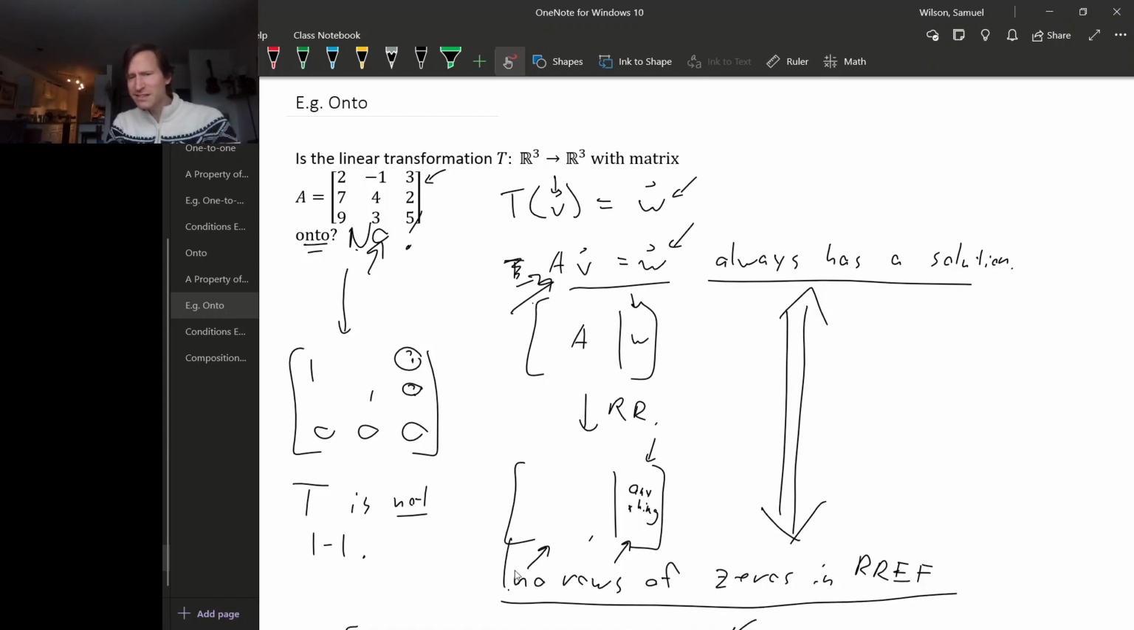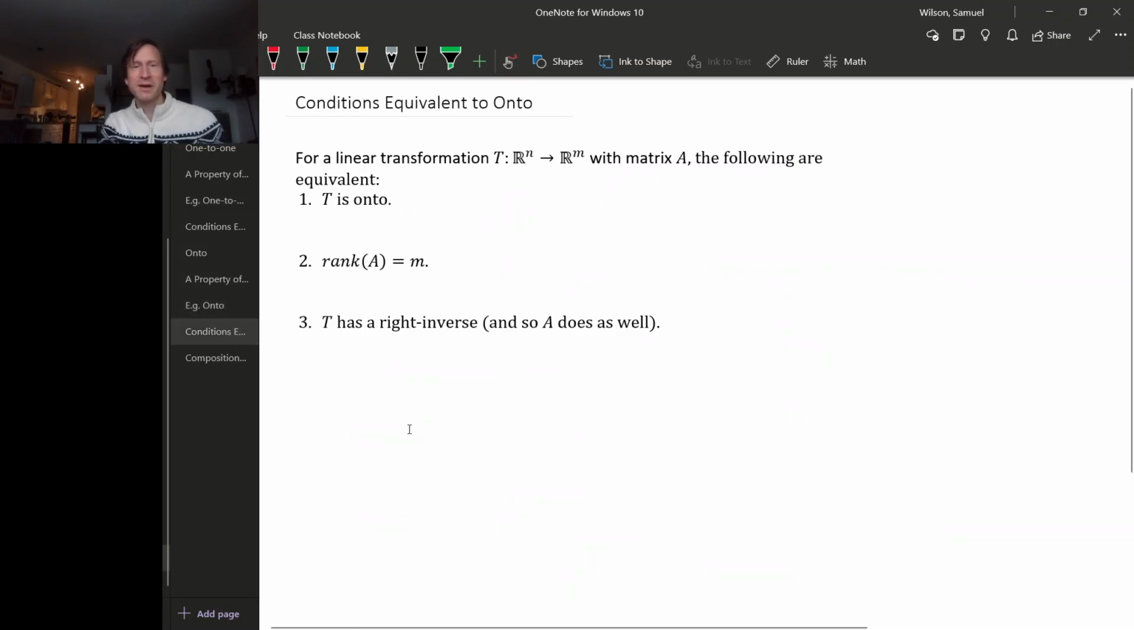Well, actually, the fact that this property is equivalent to being onto is just one of several properties that are equivalent to being onto. So let's look at some of them.